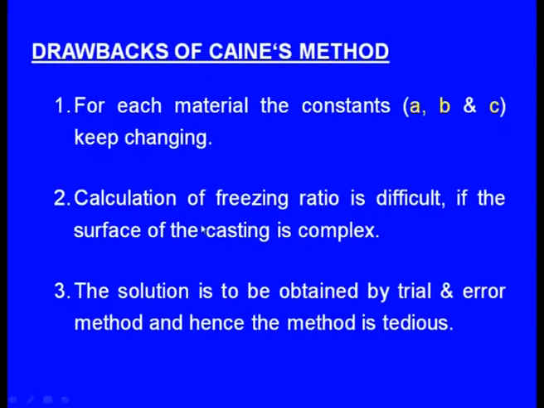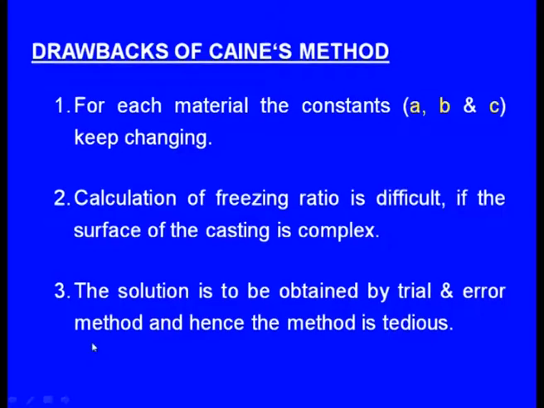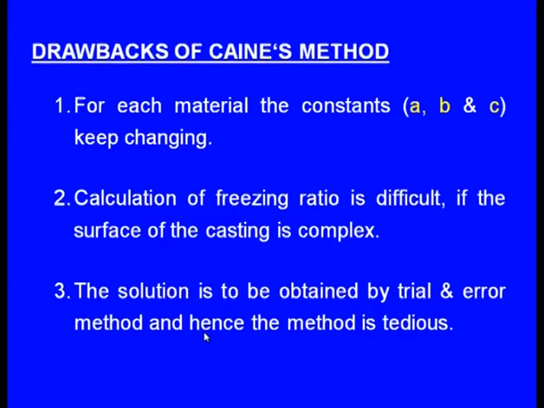Next one, calculation of the freezing ratio is difficult if the surface of the casting is complex. That is another drawback. Next one, the solution is to be obtained by trial and error method. Directly we can't solve, we have to substitute some value and try whether it satisfies both sides. We have to keep on changing till both sides are equal. This takes time and the process is tedious.